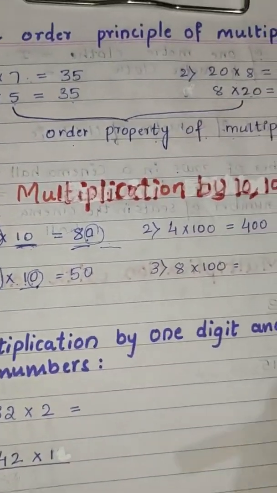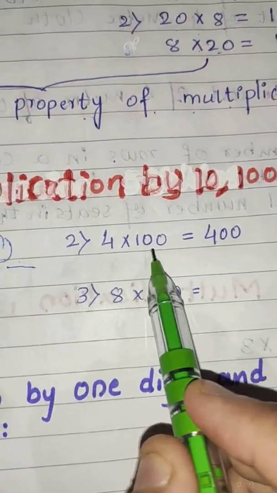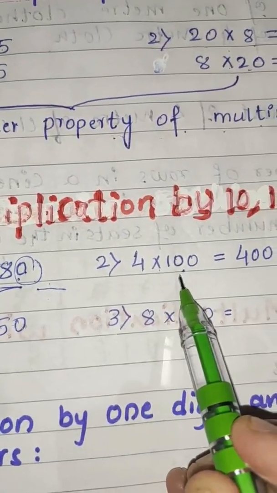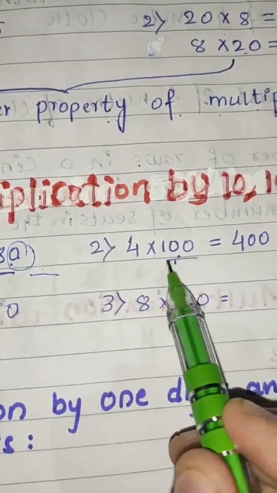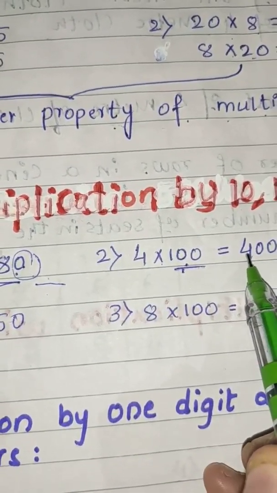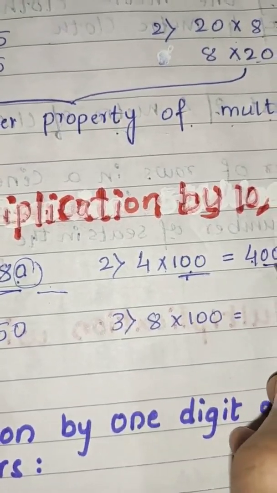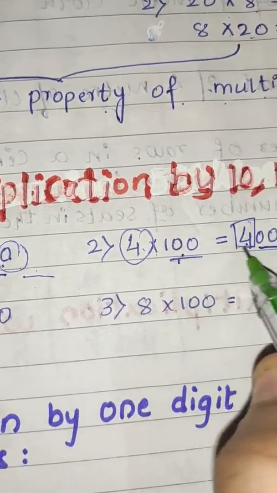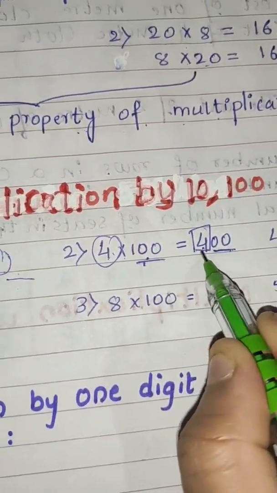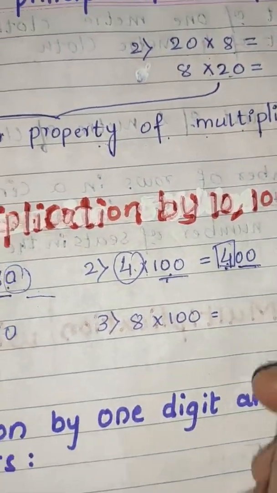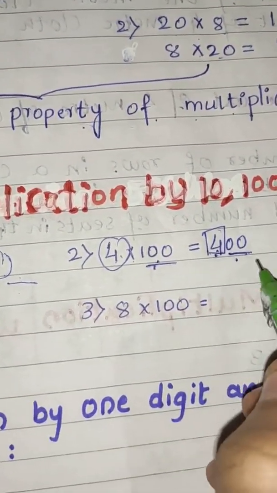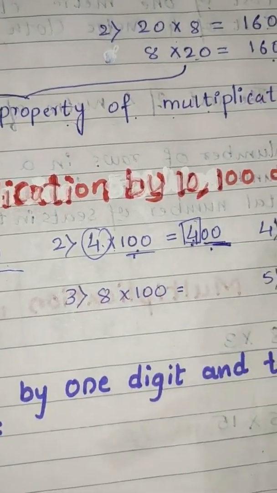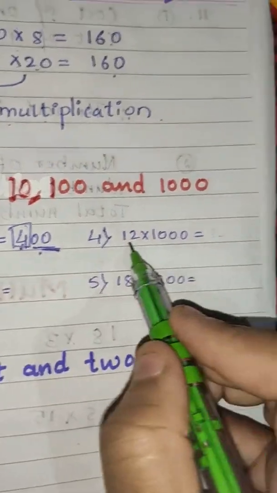Next, in the same way, here 100. See here, 4 into 100. When a number is multiplied by 100, the product is obtained by placing 2 zeros to the right of the multiplicand. 4 is a multiplicand. Here you can see, this is a multiplicand, right? So the product is obtained by placing 2 zeros to the right side of the multiplicand. Now come to the 1000.